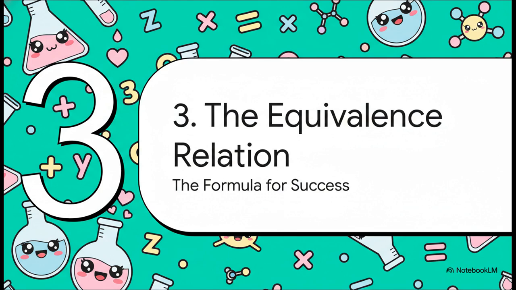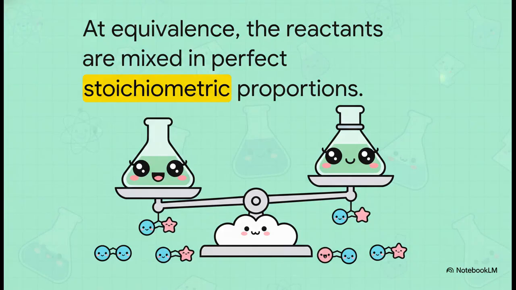Spotting that color change is the first big step, but how do we turn that visual cue into a number? That's what this next part is all about. We're going to cover the simple, kind of elegant math that lets us calculate our unknown concentration. The entire calculation, everything we're about to do, hangs on this one single idea. At the equivalence point, the reactants are mixed in perfect stoichiometric proportions.